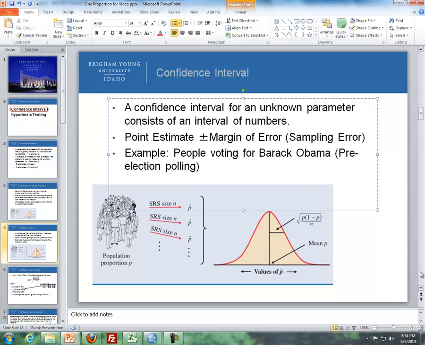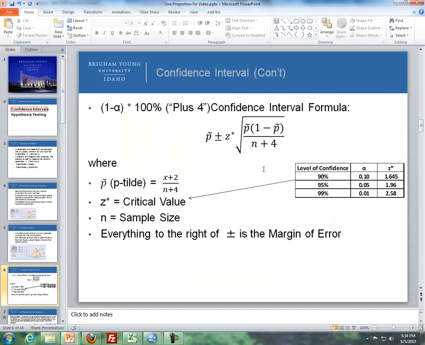Okay. So how do we calculate this? Well, we have a confidence interval called the (1 minus alpha) times 100% plus-4 confidence interval. We're using the plus-4 confidence interval because regardless of what sample size you have, it's more accurate, but it's particularly helpful for those with small sample sizes. If we have a plus-4 estimator, we are more accurate than not having a plus-4 estimator.